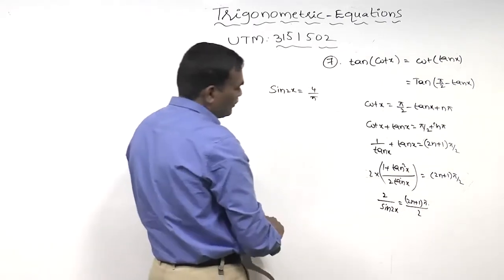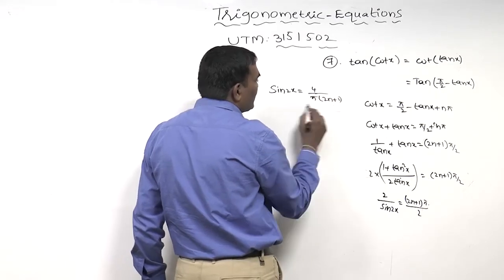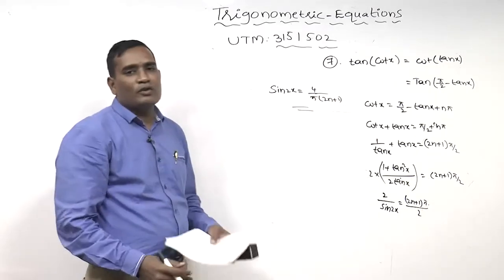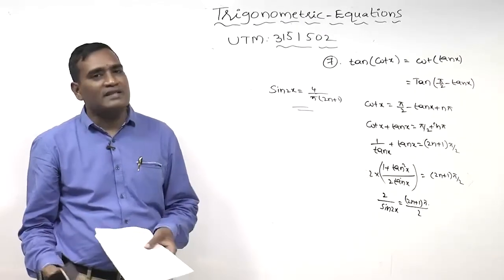Now sine 2x is equal to what? I got 4 by pi into 2n plus 1. That is there in options. Sine 2x is equal to 4 by pi into 2n plus 1. So answer B is the correct answer.